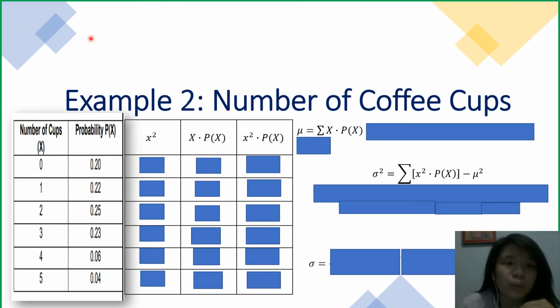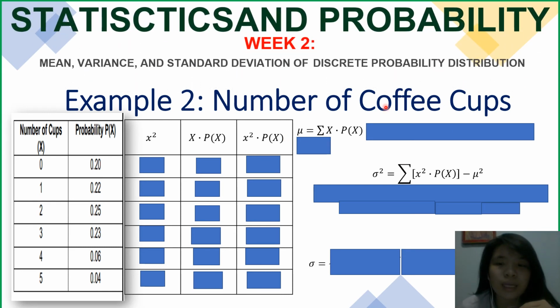So, let's proceed to example number 2, which is where we will talk about the number of coffee cups. Since we're getting the variance and standard deviation, damay na rin pati yung pagkuha natin ng mean because kasama sa formula yung variance and standard deviation, yung mean. So, kamukha lang nung ginawa natin, given naman na yung number of cups, which is represented as x: 0, 1, 2, 3, 4, hanggang 5. And its probability is 0.2, 0.22, 0.25, 0.23, 0.06, and 0.04.